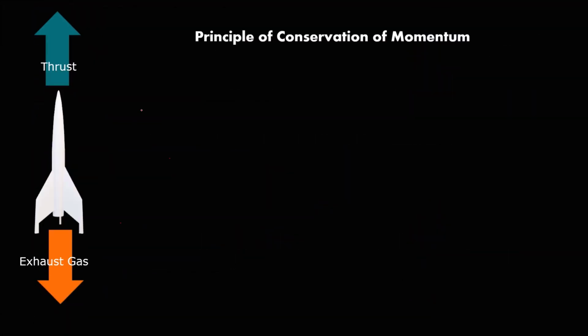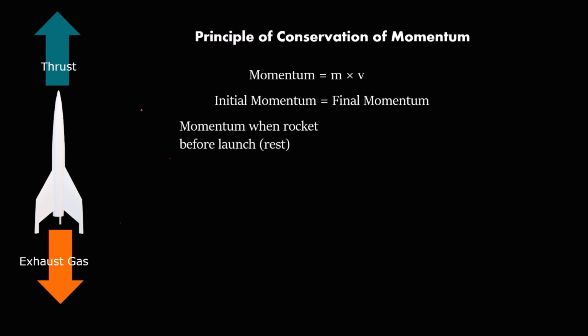So this is how you explain the rocket launch based on Newton's third law of motion. Besides Newton's third law of motion, we can also apply the principle of conservation of momentum to this rocket launch. Momentum is the product of mass and velocity. The principle of conservation states that the initial momentum has to equal the final momentum. Applying this to our case, the initial momentum is when the rocket is at rest before the launch, and the final momentum is the momentum of the rocket after launching.